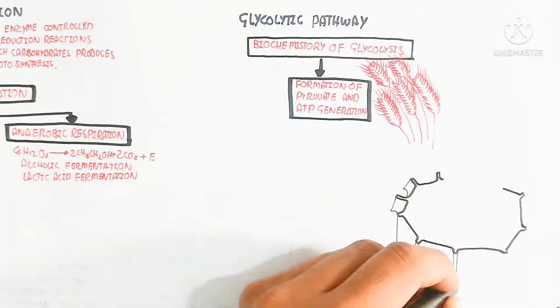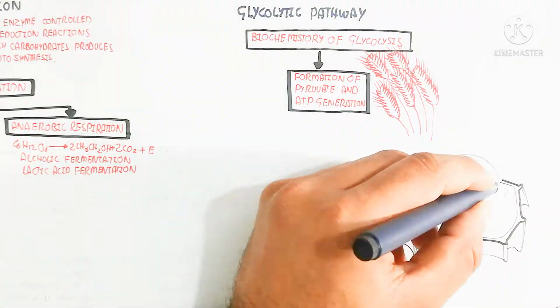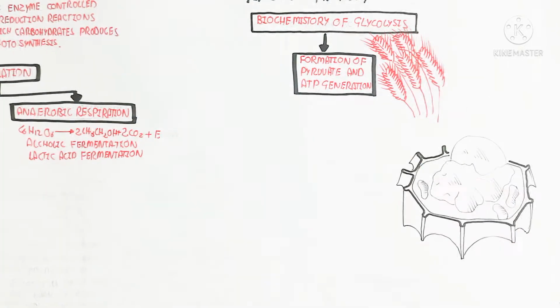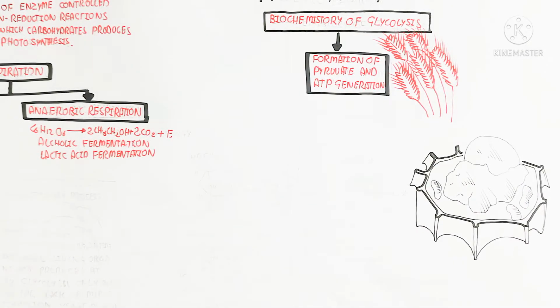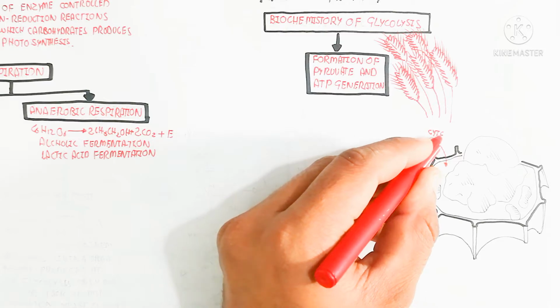So let's begin to understand. The first step is the glycolytic pathway, because I have made many videos about the electron transport chain. You can watch those videos on my channel.